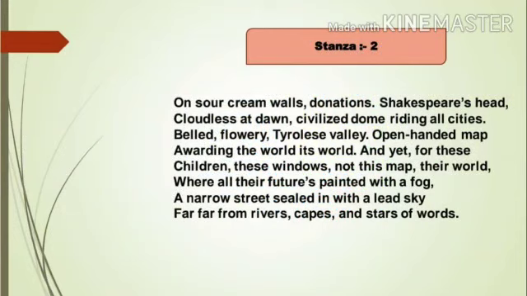Dear students, see, the poet has used the phrase open-handed for the map which is hung on the wall of the classroom. It shows that the world map is created by the rich and powerful dictators of this world, the people who are the enemies of humanity. The poet further says, and yet for these children, these windows, not this map, their world, were all their future painted with a fog. In narrow streets sealed in with a lead sky, far, far from river, capes and stars of words. The poet says that for these children, the world painted in the pictures is meaningless.